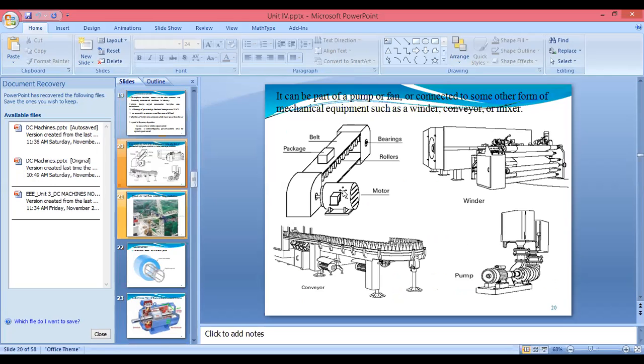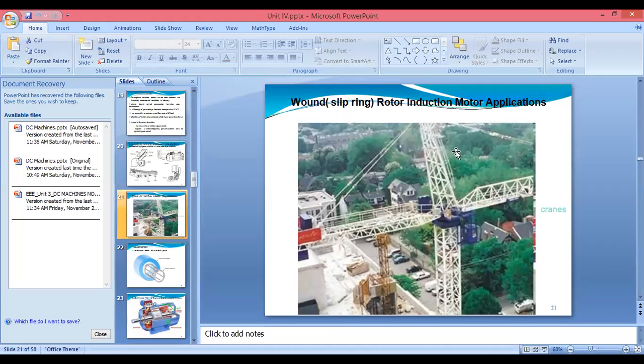So here we can see about the construction of the AC machine. It can be the part of a pump or fan, which is connected to some other mechanical equipment such as winder, conveyor or mixer. I have shown just some examples of how we are using the AC motor. This is nothing but the induction motor. So here we can see the slip ring induction motor, which will look like this.